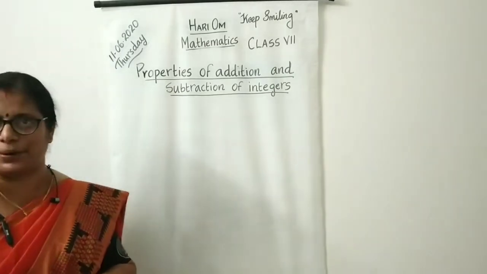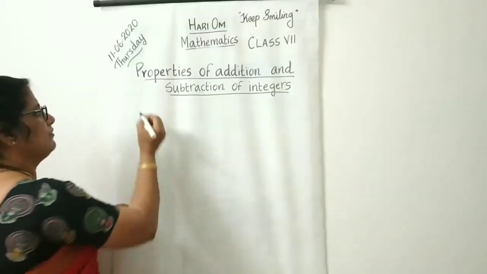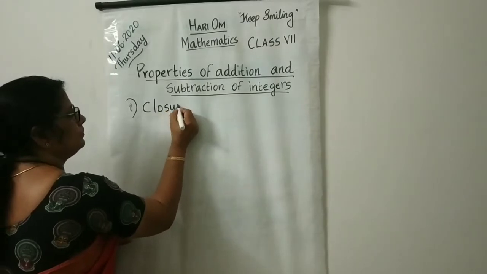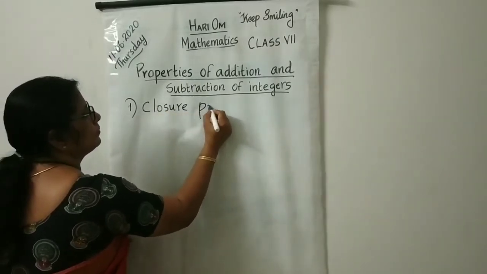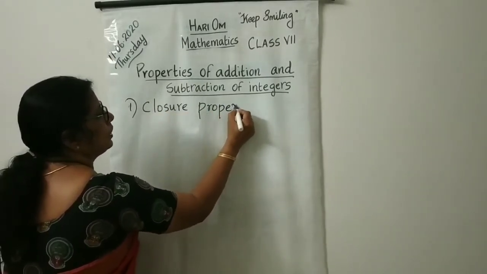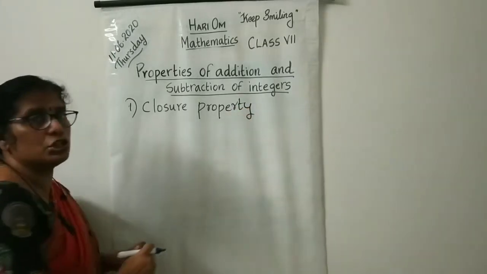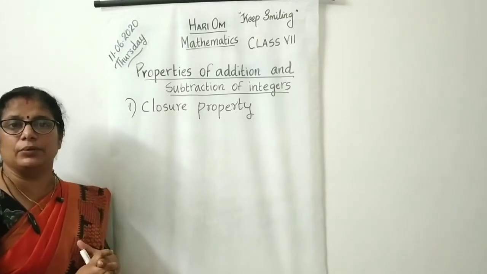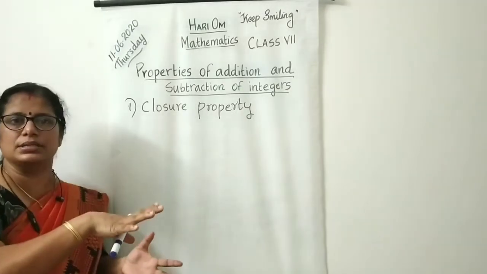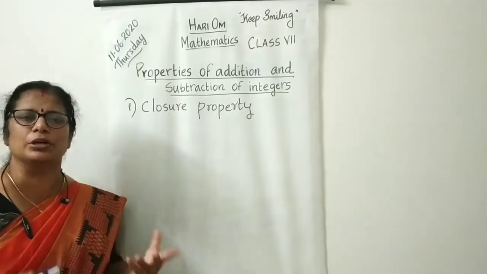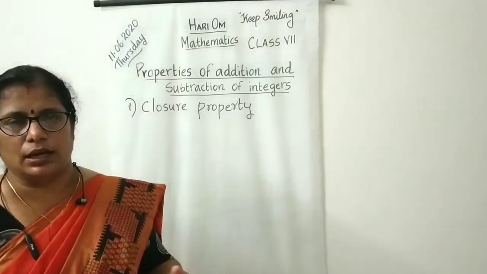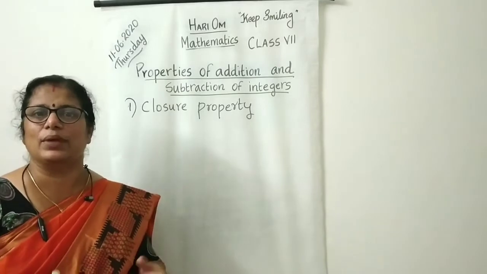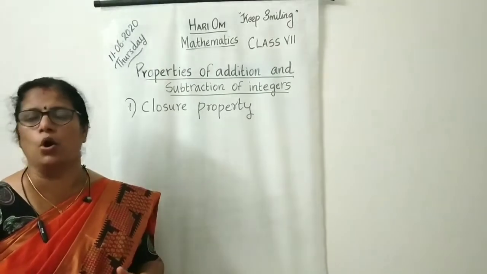Yes, the first property is closure property. Now what is closure property? In the closure property for whole numbers, if you take any two whole numbers and add, the answer will be again a whole number.